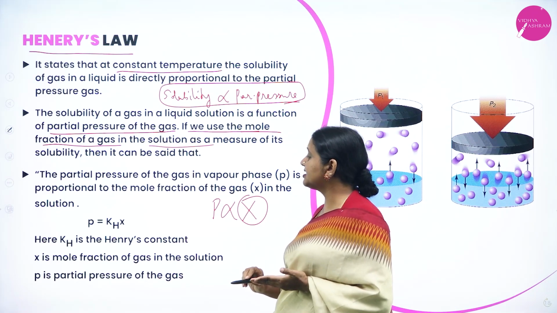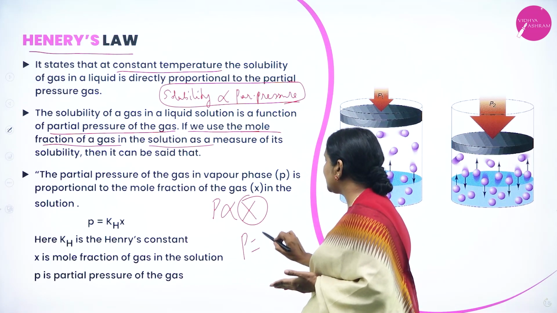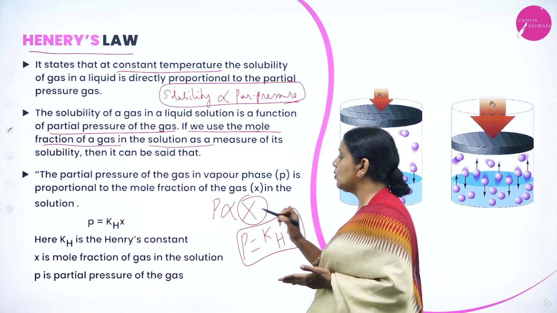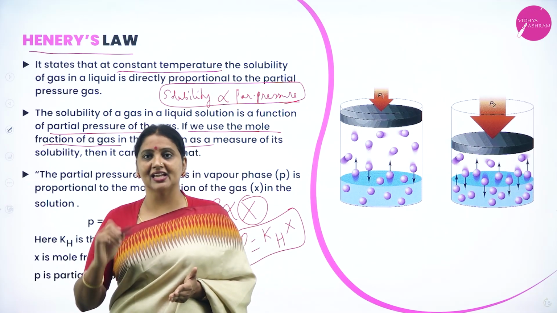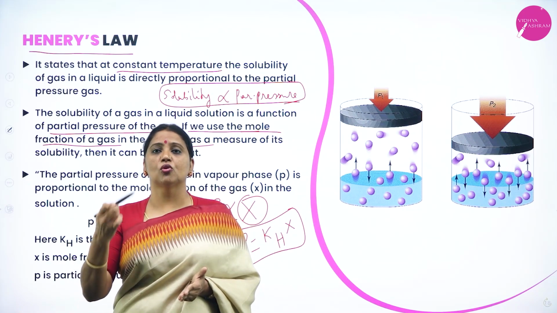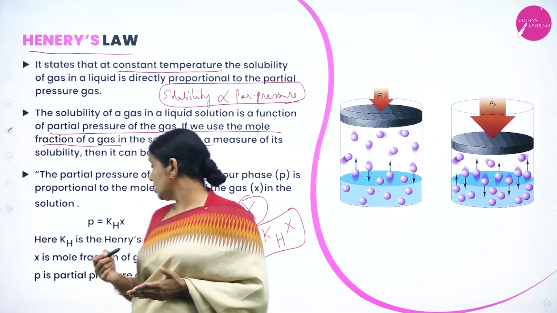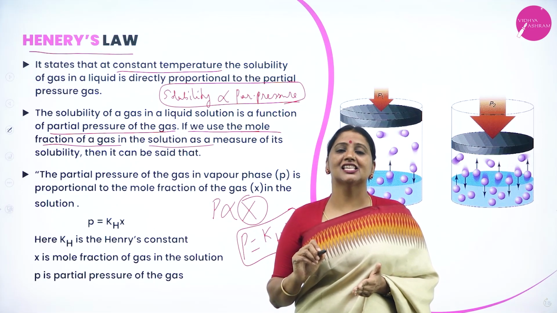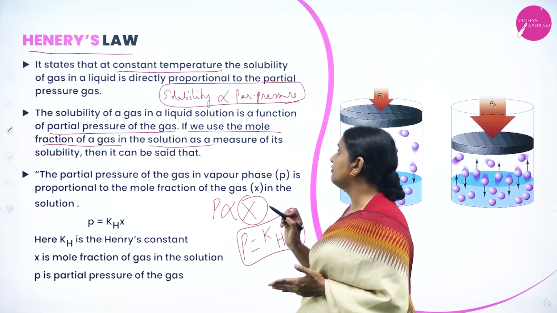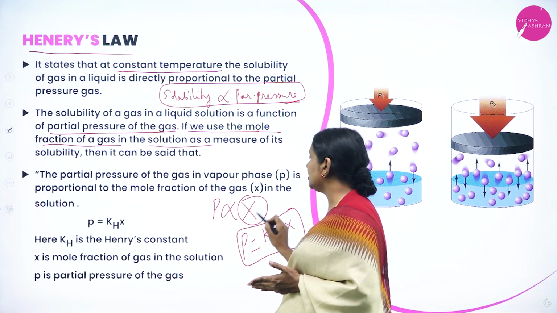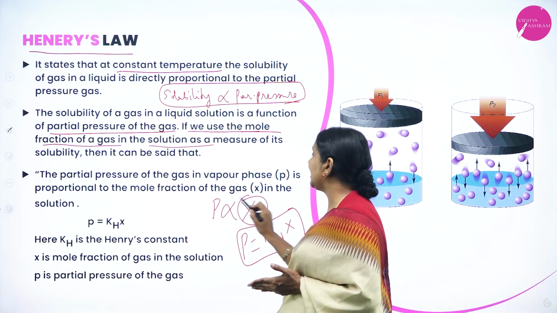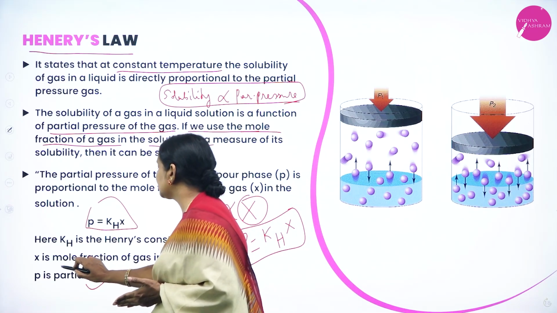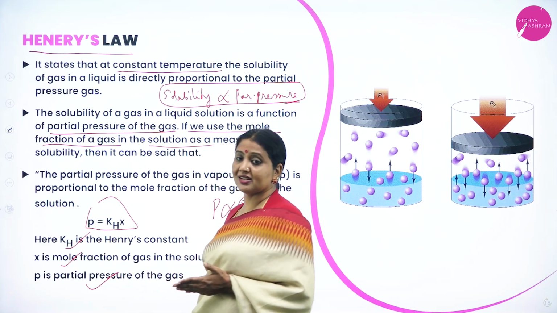What is X? X is the mole fraction. If I remove the proportionality sign, I'll write K_H into X. P is equal to K_H into X. P is the partial pressure, K_H is Henry's constant, X is the mole fraction. So partial pressure and solubility expressed in mole fraction are directly proportional to each other, where P is partial pressure, X is mole fraction, K_H is Henry's constant.